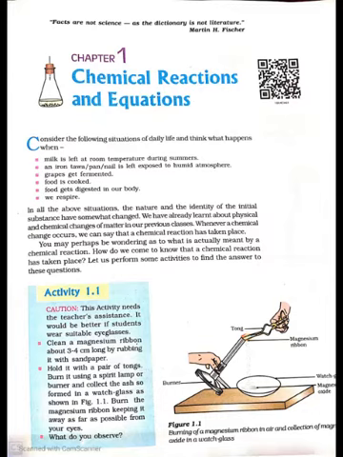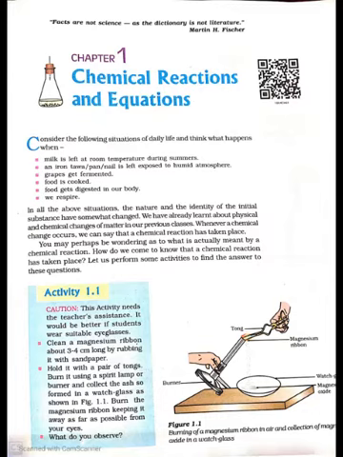Now activity 1.3. Take a few zinc granules in a conical flask or a test tube. Add dilute hydrochloric acid or sulfuric acid to this, as shown in figure 1.2. Handle the acid with care. Do you observe anything happening around the zinc granules? Touch the conical flask or test tube. Is there any change in its temperature?